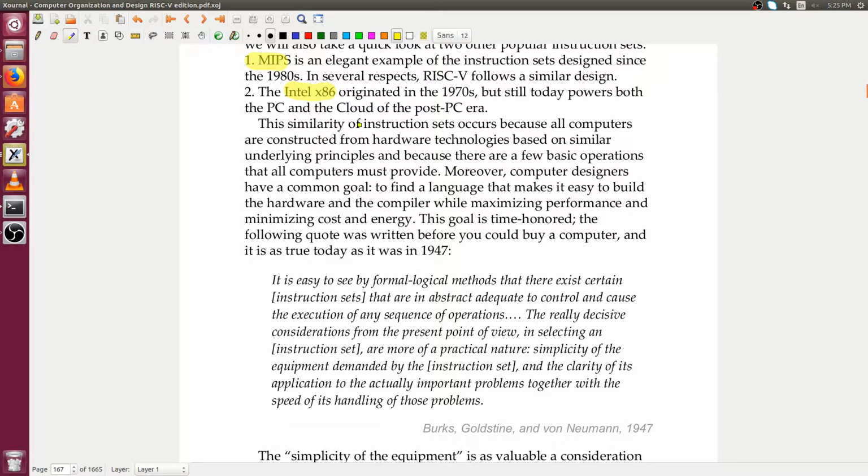The similarity of instruction sets occurs because all computers are constructed from hardware technologies based on similar underlying principles. This is very key to understand: even though you have your AMD processors and your Intel processors and any kind of processor you want, the core idea of how a processor functions is usually the same everywhere. Usually there are just some optimizations here or there. So okay, let's move on.